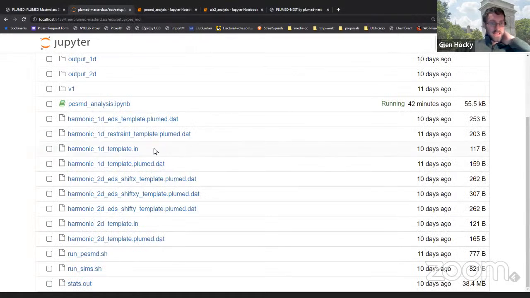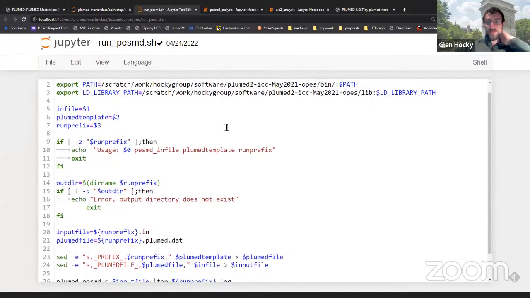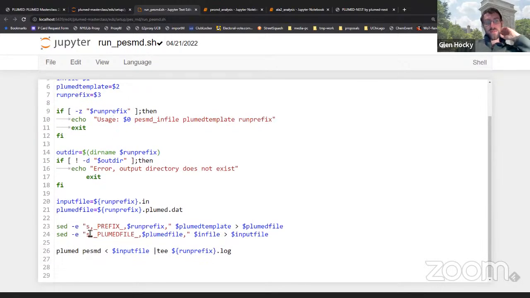So what I did here is I wrote a script called runPESMD. I don't know if this is helpful for people, but it loads the appropriate Plumed on my cluster. It takes an input file like the one I just showed, a Plumed file, and an output prefix. And then it replaces these variables, prefix and Plumed file, in the input file and the Plumed file so that I only have to run the script to actually execute PESMD, which looks like this because it reads the input file from standard in and then writes to an output file and also to the terminal.